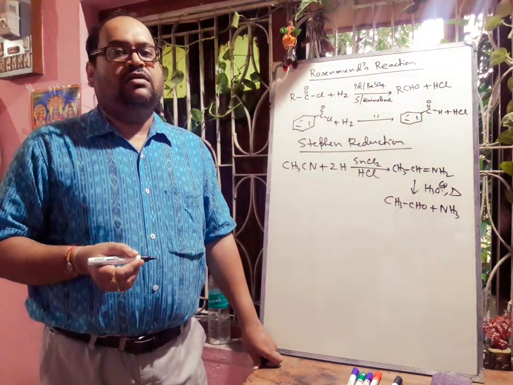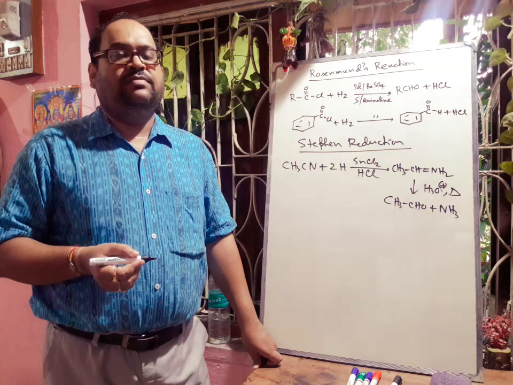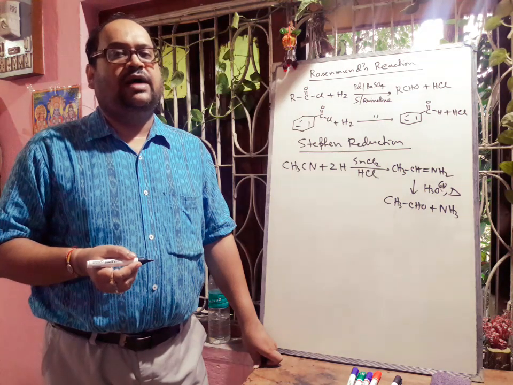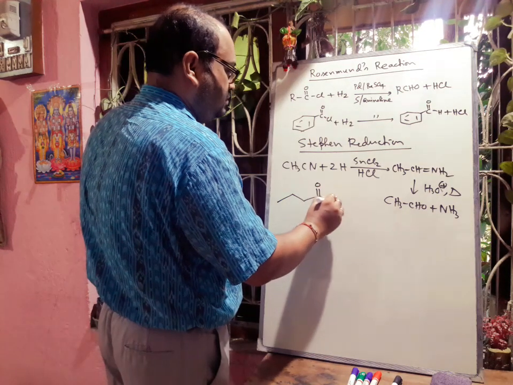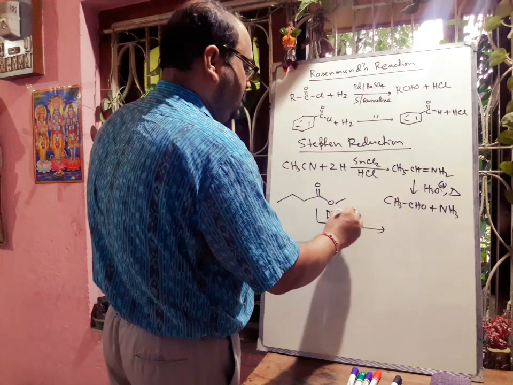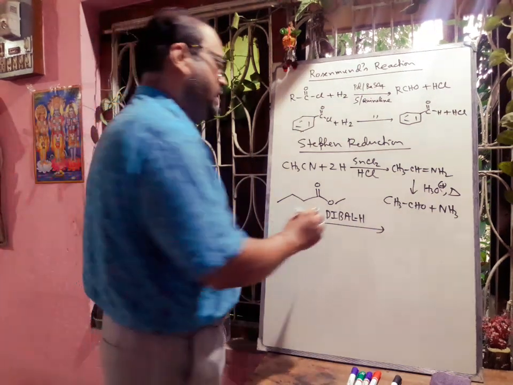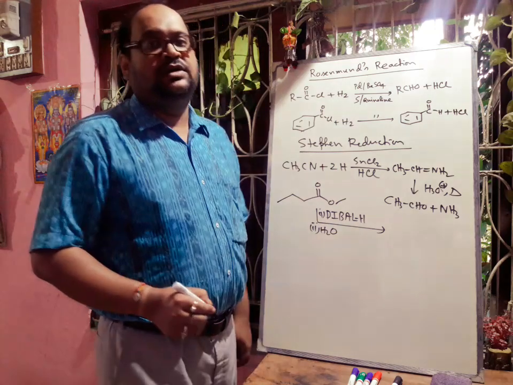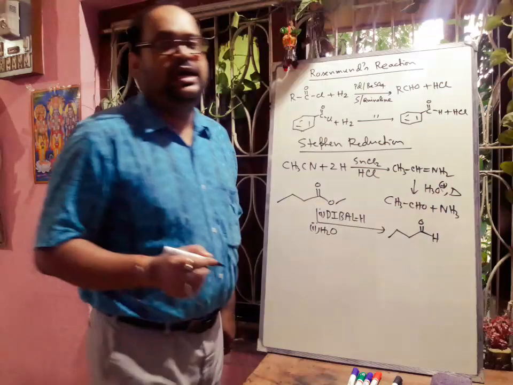Now we can prepare aldehyde from esters also, and here we have to use one very important reagent called DIBAL-H. DIBAL-H is diisobutyl aluminum hydride. So if we take any kind of ester like this, here we have to use DIBAL-H, that means diisobutyl aluminum hydride, and in the second step we have to take water or workup. Then we will get the corresponding aldehyde. From ester we are getting aldehyde.